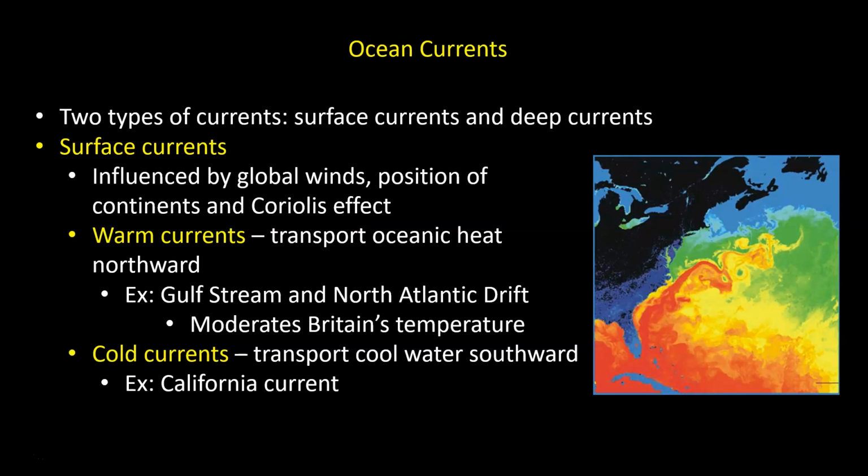There are two types of surface currents, warm currents, which take the warm water and move it northward toward the poles, and then the cold currents, which move the water southward. These currents can have a direct effect on the climate of a location. Take, for instance, the Gulf Stream, which is shown here. It's a warm water current that moves up along the eastern seaboard of the United States. This current and its extension, the North Atlantic Drift, are responsible for bringing a moderate climate to England.